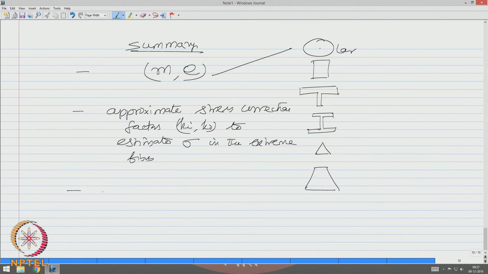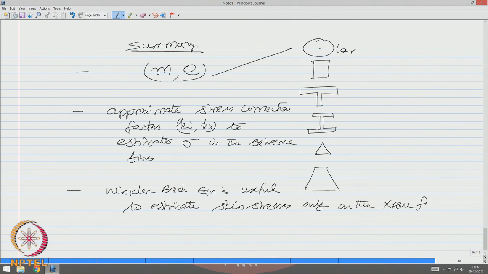We recollect that the Winkler-Bach equation is useful to estimate skin stresses only on the extreme fibers, because the stress variation along the section is hyperbolic, therefore, one cannot do that. So, one can find the maximum compression and tensile stresses in the extreme fibers using the Winkler-Bach equation. So, in the next lecture we will take up some numerical examples and solve them and find out stresses at various cross sectional shapes for a given moment for a curved beam with large initial curvature and so on. Thank you.